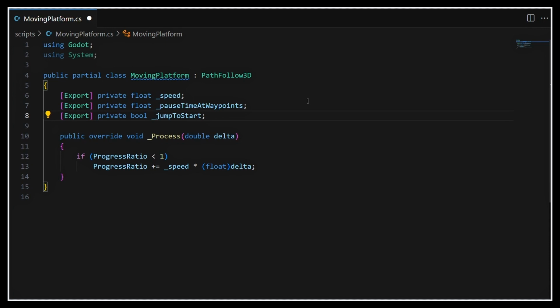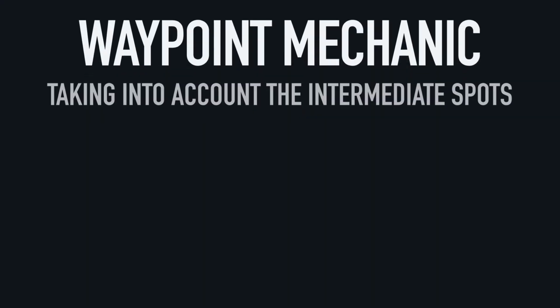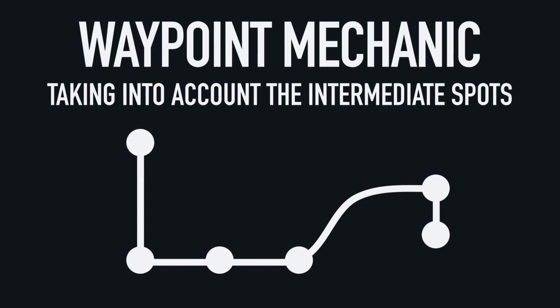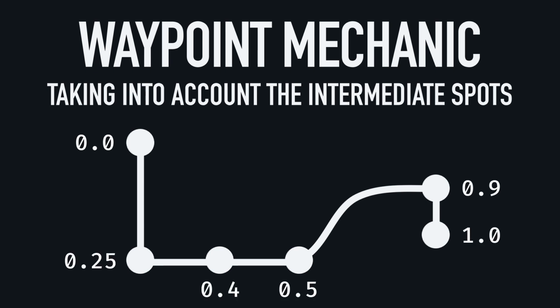Okay, now that we have this in place, let's see how to add our waypoint by waypoint system. The idea here will be to store the positions of the different points on our curve and the current waypoint index to know what chunk of the path the platform is currently moving along. The trick will be to use the normalized positions of those intermediate spots. This way, we'll have values between 0 at the beginning of the path to 1 at the end of the path.